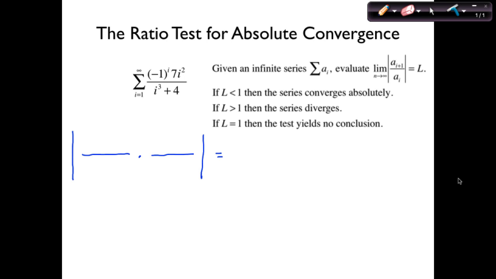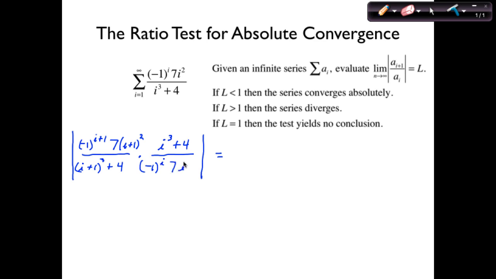Where's Austin? Austin, did you get started on this one? Yes. Tell me what you did first. So for the first fraction, I just did (-1)^(i+1) times 7(i+1)^2 over (i+1)^3 + 4, and then multiplied by the fraction flipped for i. Okay, agree with what he said?